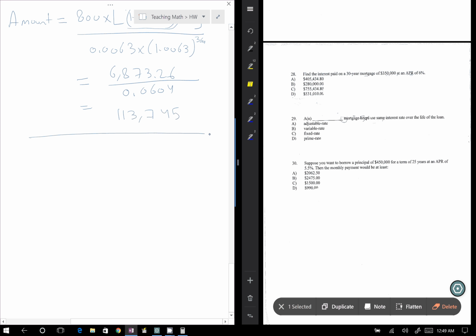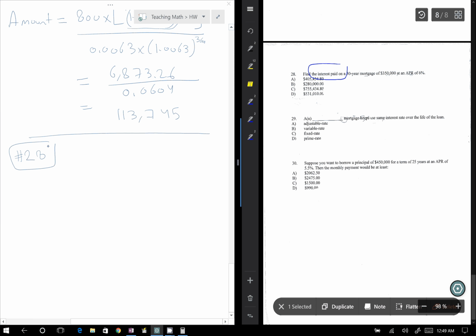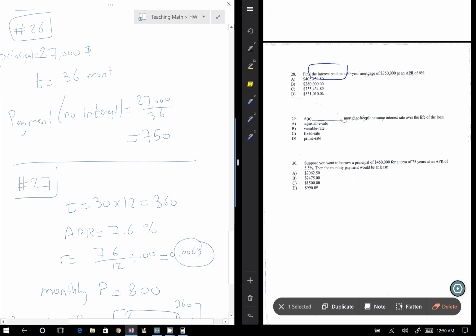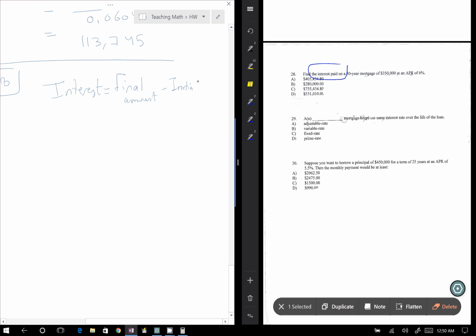28. Find the interest paid on a 30-year mortgage of $350 at an APR of 6%. So they want the interest paid, meaning interest is equal to final amount, or total amount, minus initial amount. The initial amount I already know, it's 350.